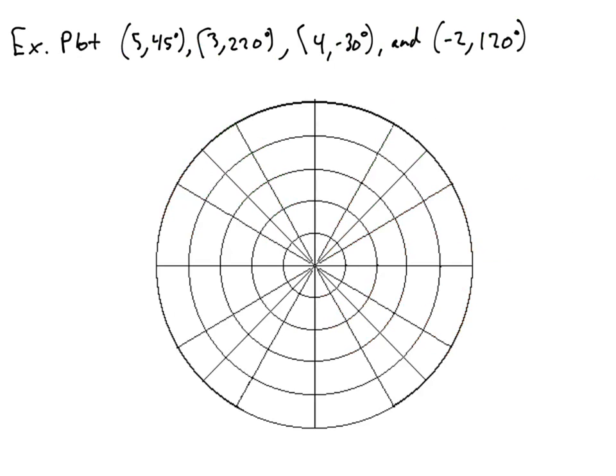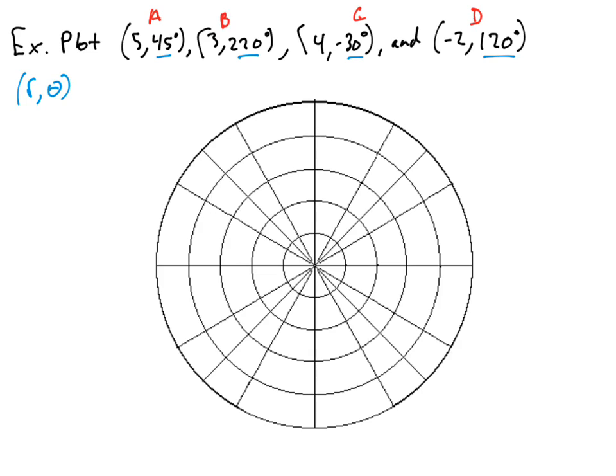Alright, so in this example, it's asking us to plot 4 different points. Each of these points is written in polar coordinates, and we know that they're in polar coordinates because each of the second coordinates is an angle measured in degrees, so we know that that is a theta value. So these are all in the form r, comma, theta. I'm going to just label each of these points. Let's call this A, B, C, and D.